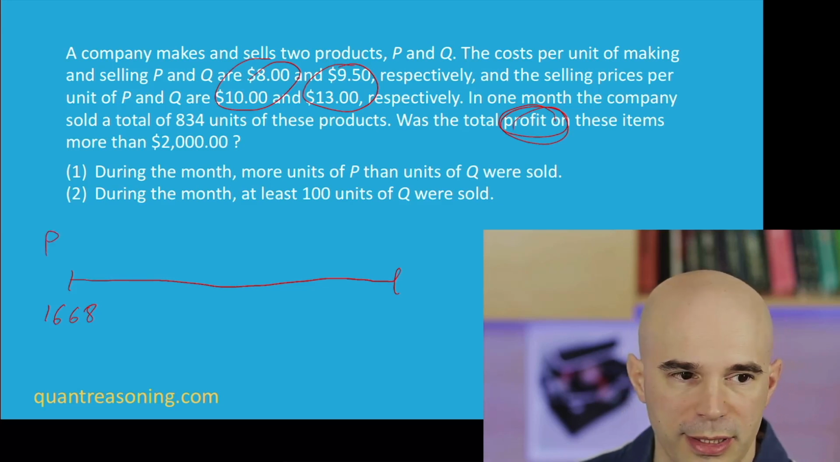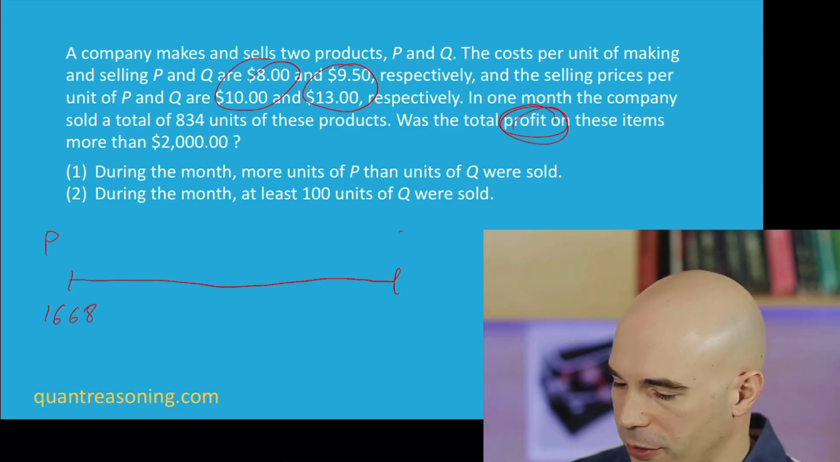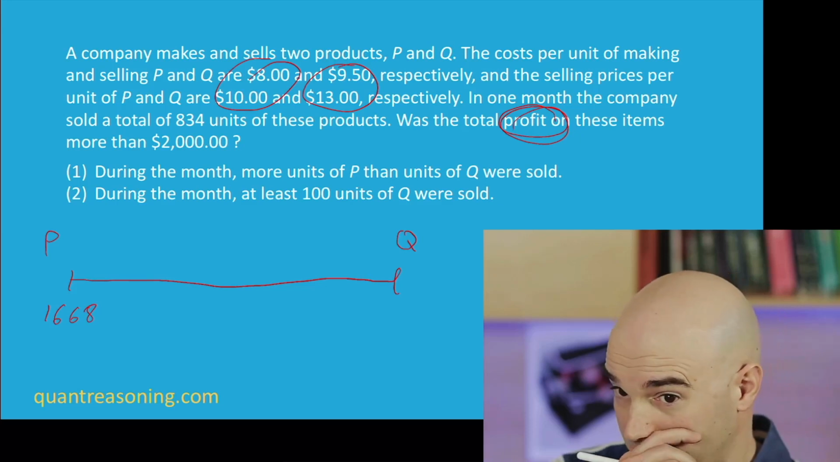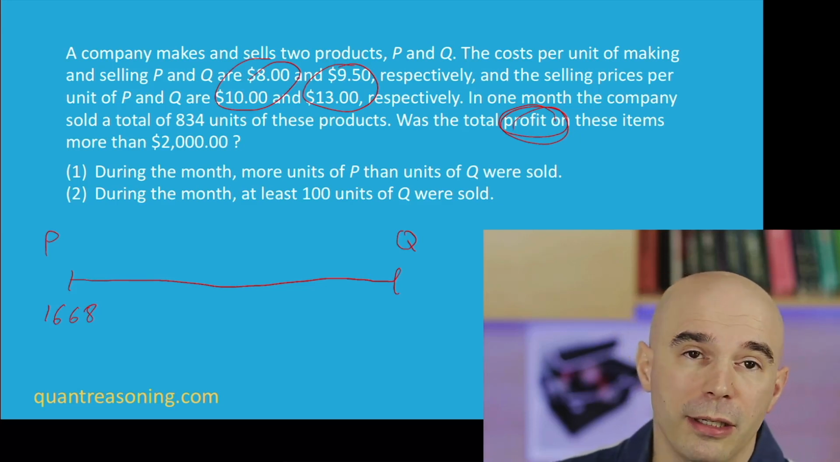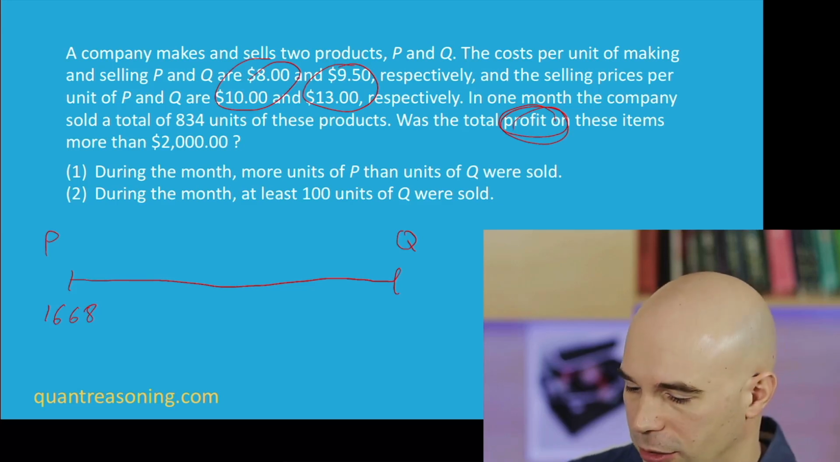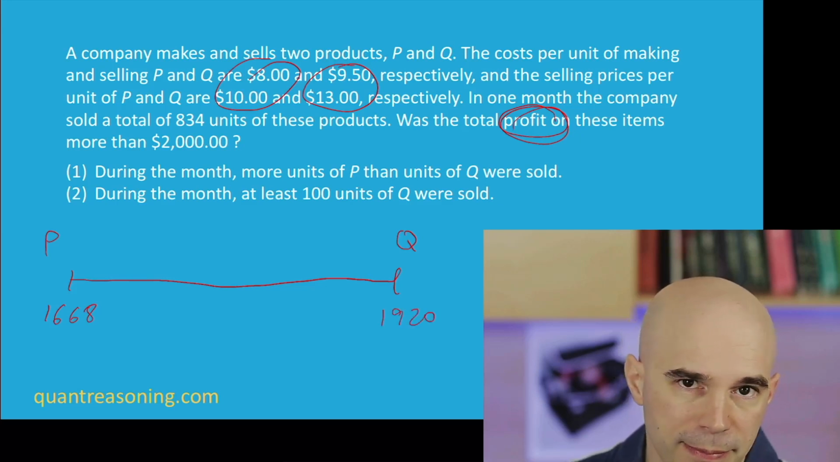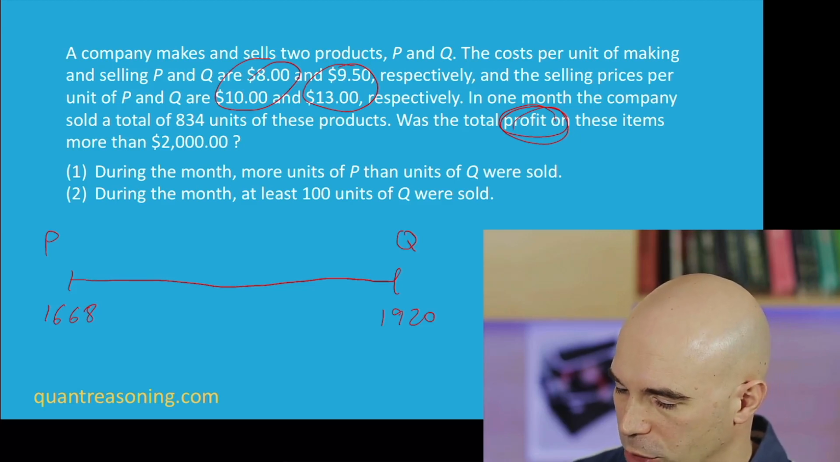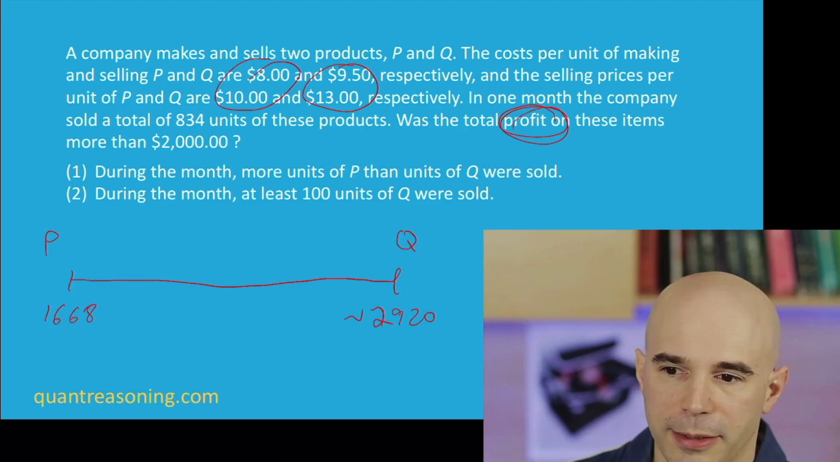So that's if we're only selling P. In the other extreme, if we're only selling Q, now I have to multiply 834 times 3.5. So I would just go 800 times 3.5 is 2800. And 34 times 3.5 is just over 100. So I'm just going to approximate here because we shouldn't need to have exact numbers in data sufficiency. I'm just going to say it's approximately 2920. Approximately.